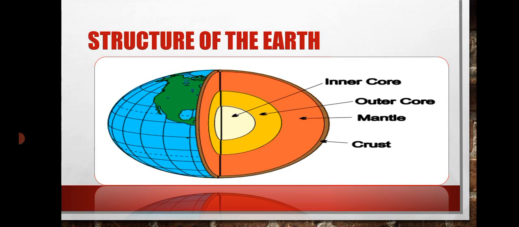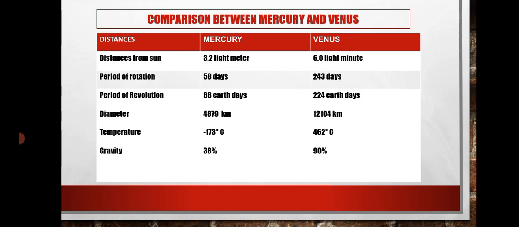Let's get the structure of the Earth. The Earth on which you and I stay. There are 4 layers of the structure of the Earth. We have the crust, the mantle, the outer core, and also the inner core. So let me ask you, where do you think human beings, plants, animals are living, or we live? We live in the crust. Yes, we live in the crust.